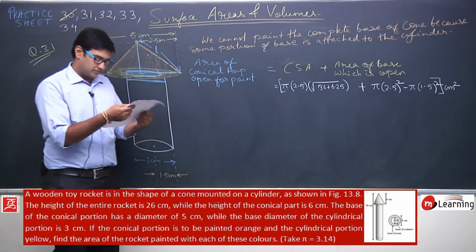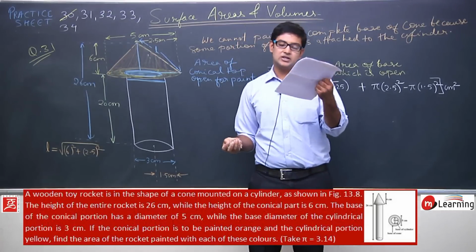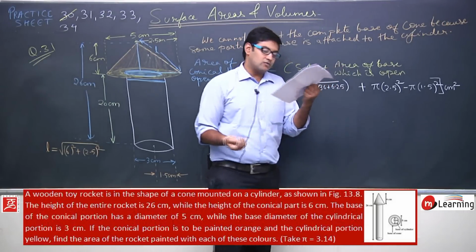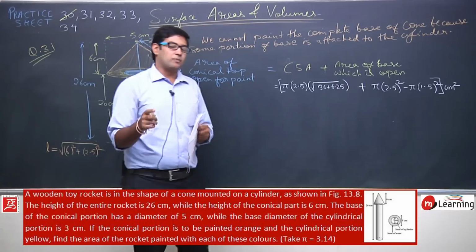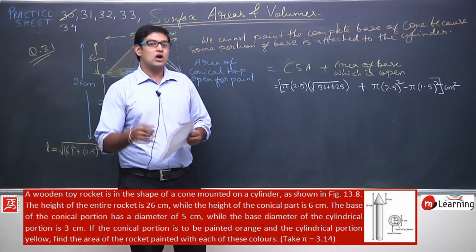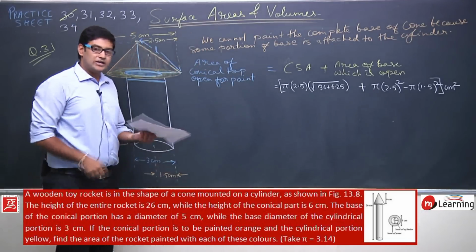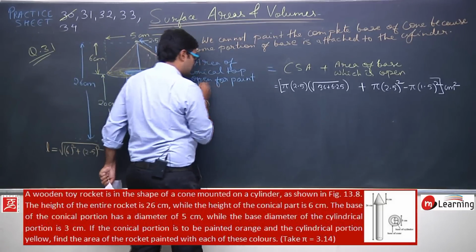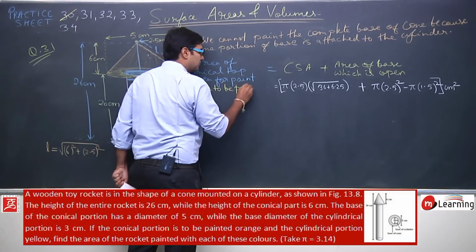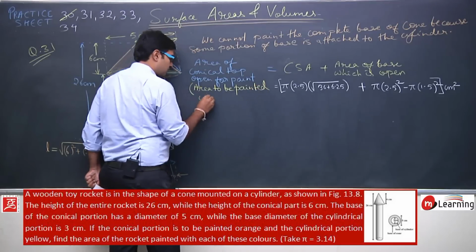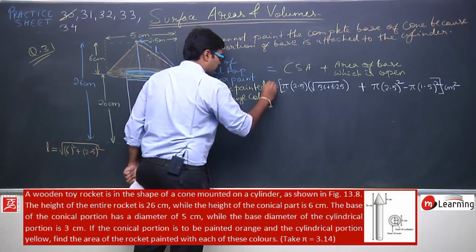Now further it says, so if the conical portion is to be painted orange and the cylindrical portion is to be painted yellow, find the area of the rocket painted with each of these colors. So it clearly says that conical top has to be painted with orange color. So how much area can be painted with orange color? This area, this is the area that can be painted with orange color, okay. So this is also known as area to be painted with orange color, okay.